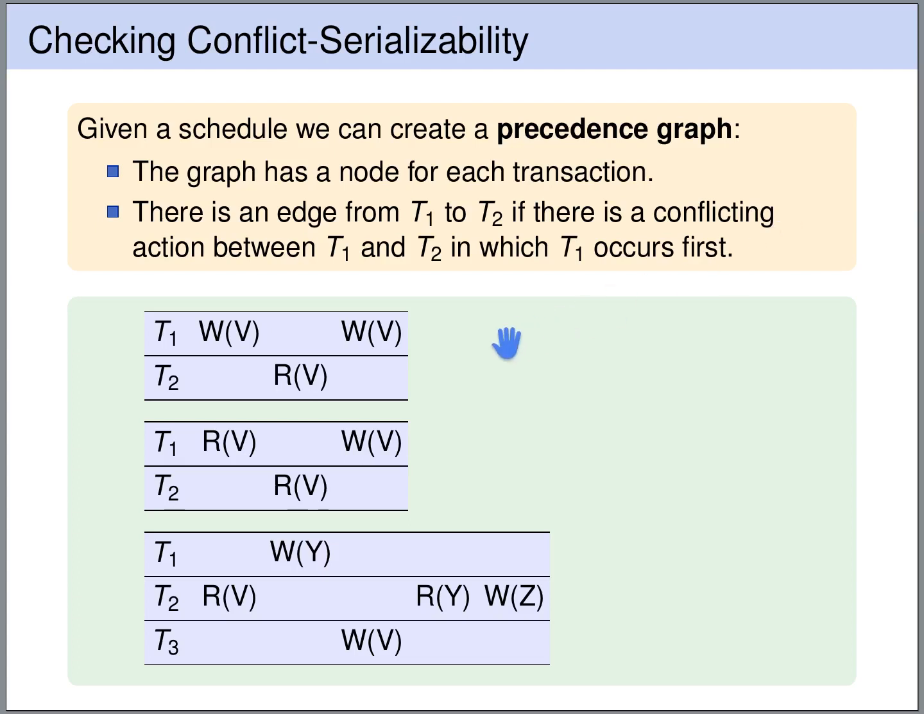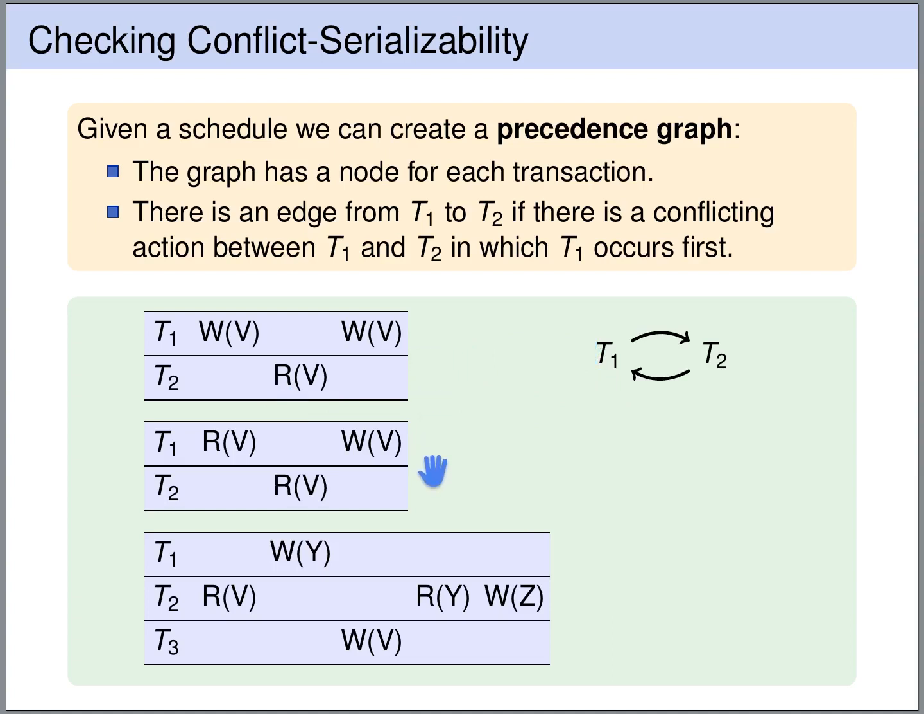So let's have a look. Here we have a schedule with two transactions, T1 and T2. So we have a precedence graph with two nodes. So what are our edges in this graph? We have a write-read conflict between T1 and T2, where the action of T1 appears first. So we have an edge from T1 to T2 in the graph. Also we have a read-write conflict, where the action of T2 appears first. So we have also an edge from T2 to T1 in this graph. So this is our precedence graph that belongs to this schedule.